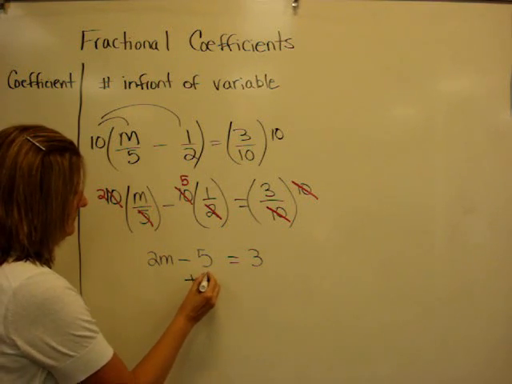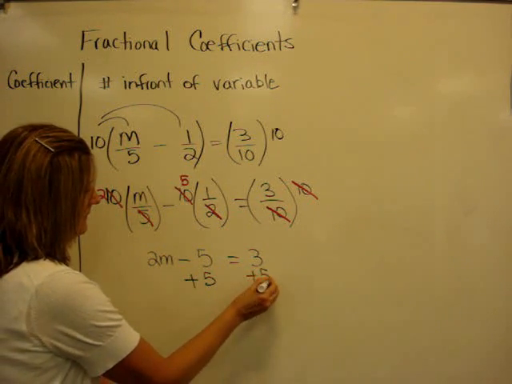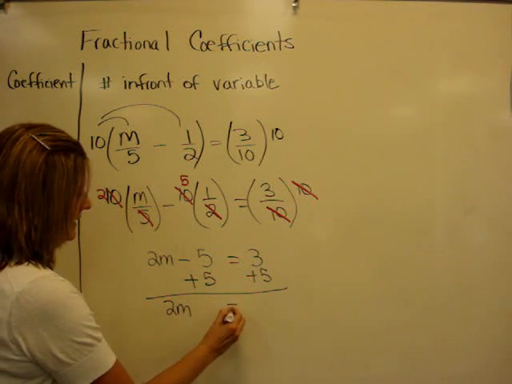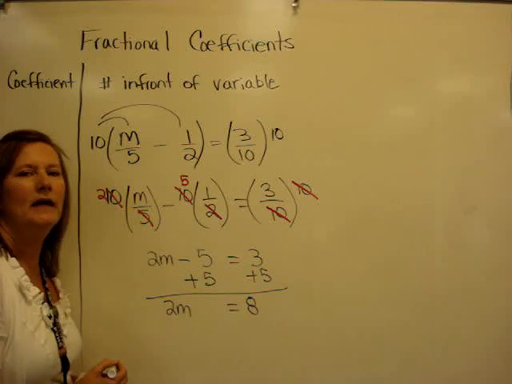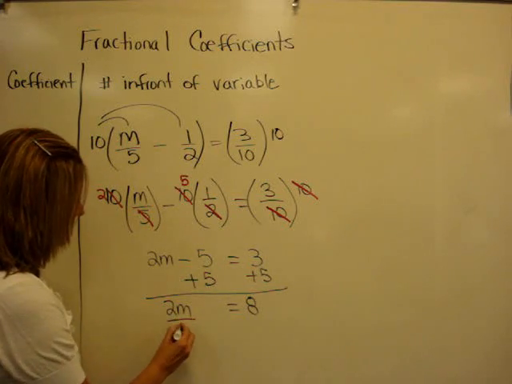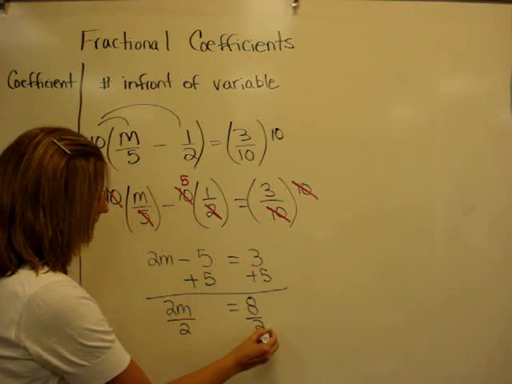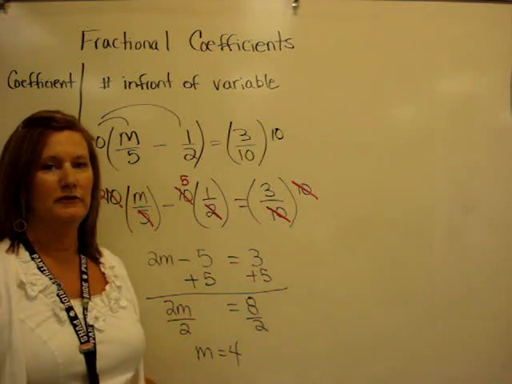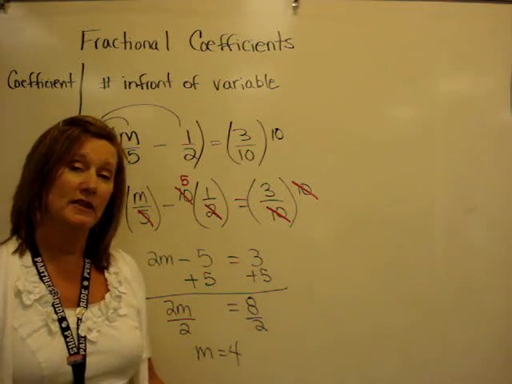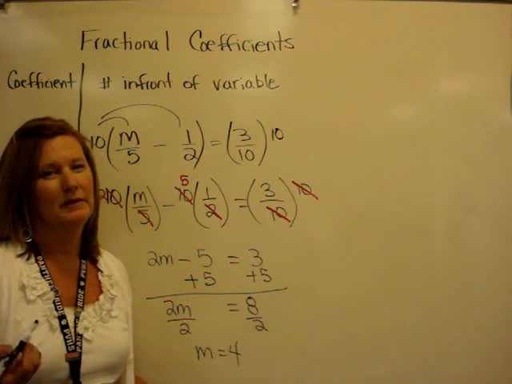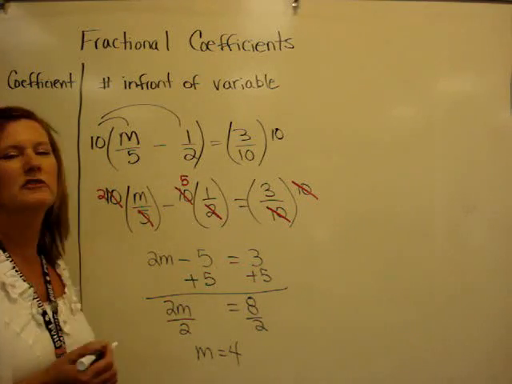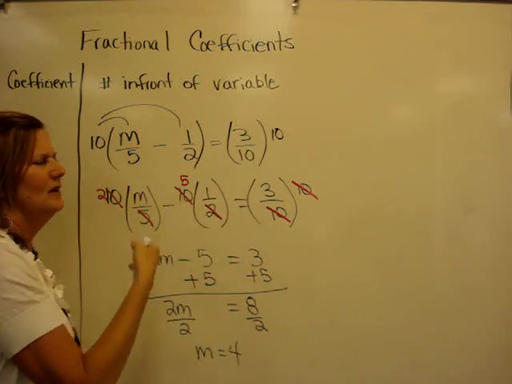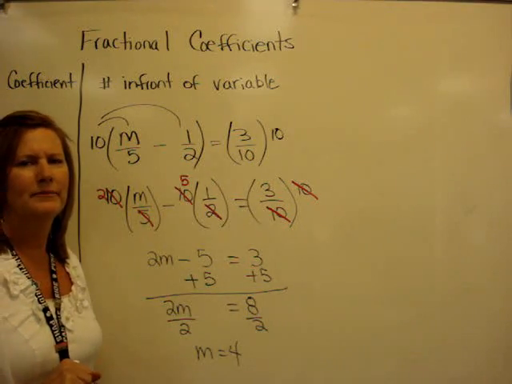I'm going to add 5 to both sides, and I have 2m equals 8. And then I'm going to divide by 2, and m then equals 4. So I used a fraction buster so I can solve. You did this in Algebra 1 probably. They probably called them fraction busters. So you're just multiplying by that LCM so that everything will actually wipe out.